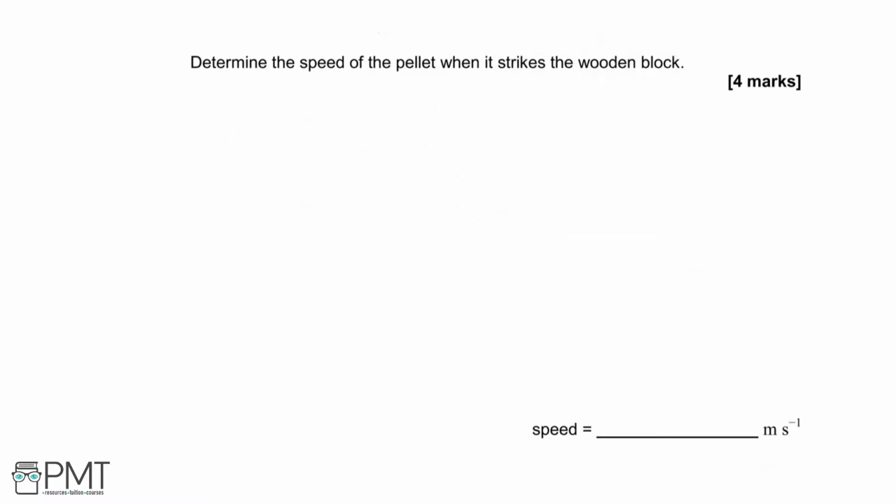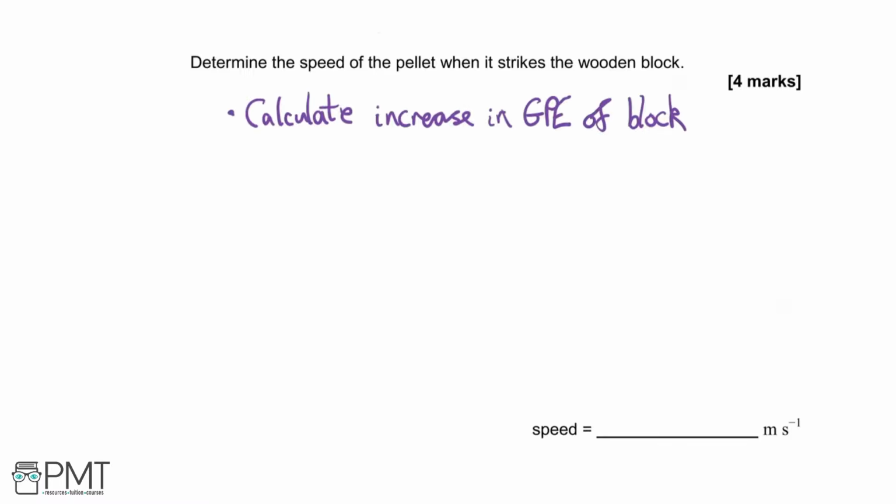Now, for this question, what I think we need to do is break the question down into steps to get back to the speed of the pellet. So first things first, we're going to need to work out the increase in gravitational potential energy of the block. Now, presumably, according to the conservation of energy, once that block rises, all of its kinetic energy has turned into gravitational potential energy. So at the point of contact with that pellet, all of its energy should be kinetic. So we need to find the GPE, find the kinetic energy of the block, which should be the same as the GPE. So I'm going to write find instead of calculate.